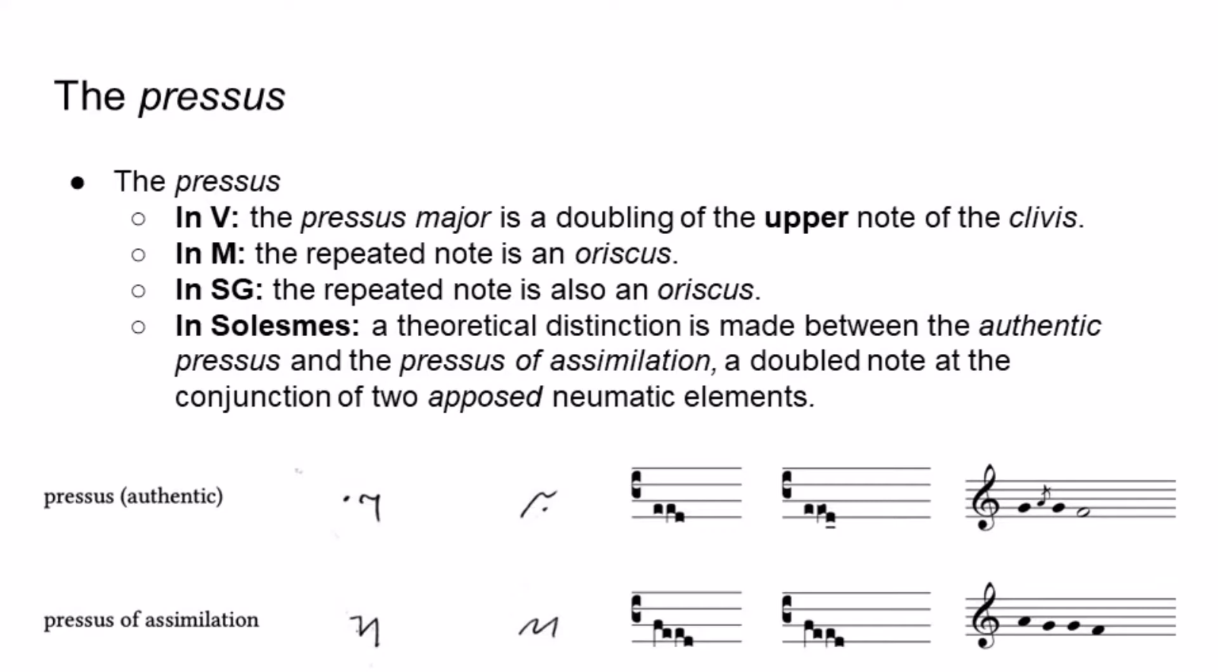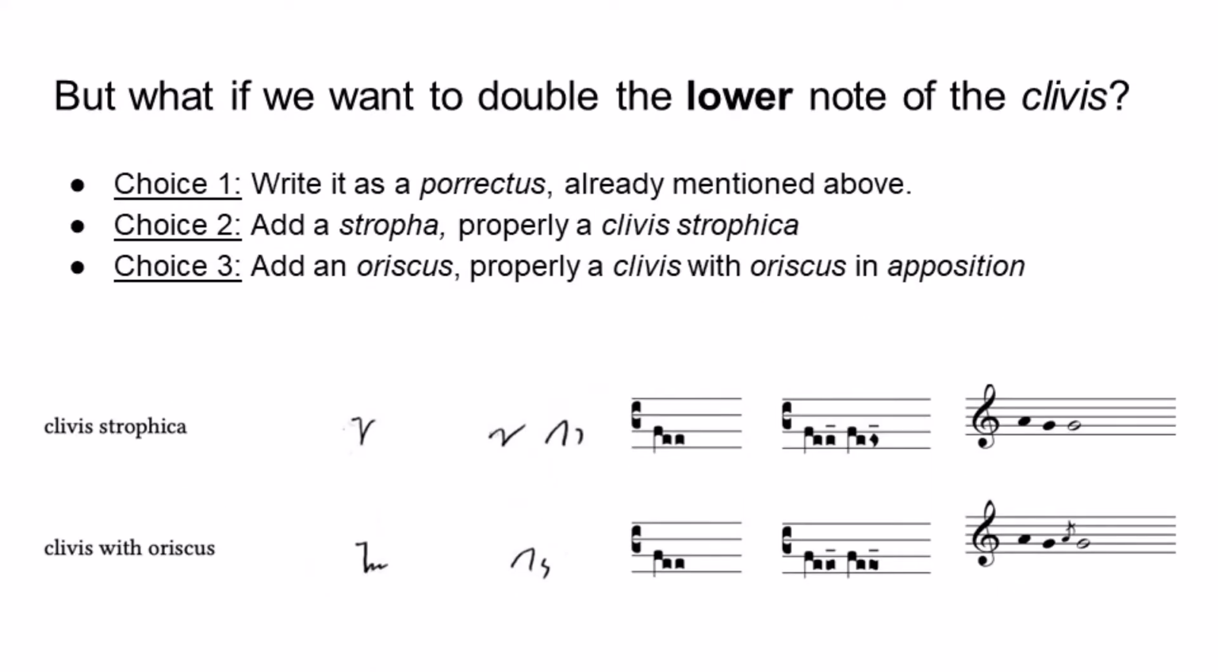The pressus of assimilation depicted here is clearly a four-note figure, but it is presented here for the purpose of comparison with the pressus major, clivis strophica, and clivis with oriscus studied in this lesson. There are three ways in which the lower note of a clivis may be doubled in the manuscripts, all indistinguishable from one another in the Vatican edition.